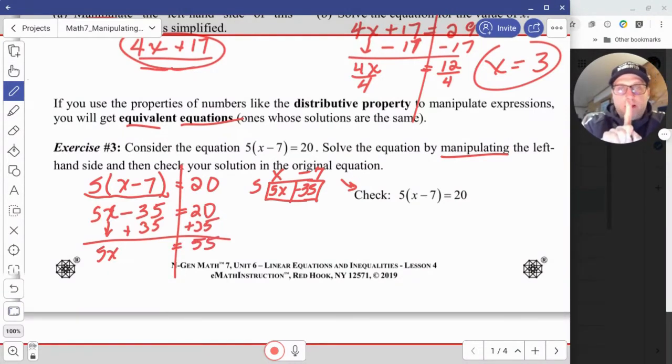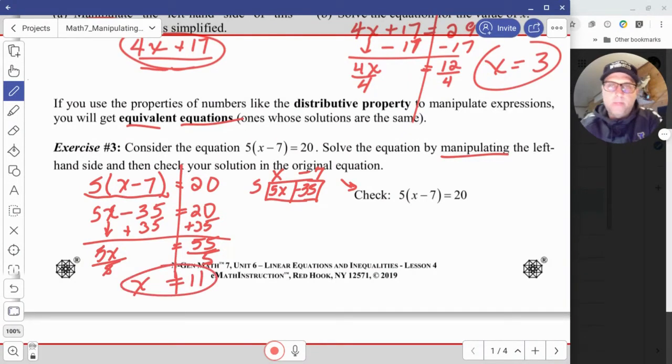Okay, I have one step left, and that is to do the inverse of what the 5 is doing to the x. Well, 5x means 5 multiplied by x, or x multiplied by 5. So I undo that using division. When I divide, I get x, because the 5's divide out, and 55 divided by 5 is 11. I get x equals 11.